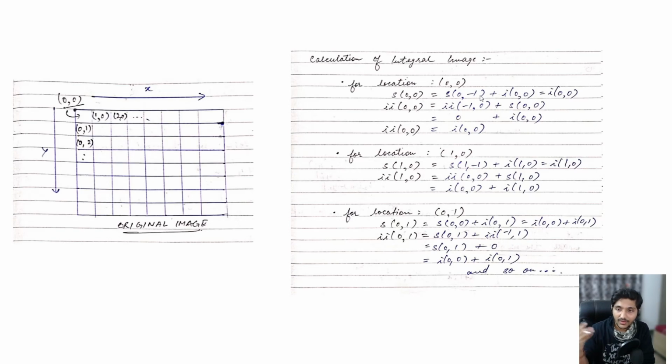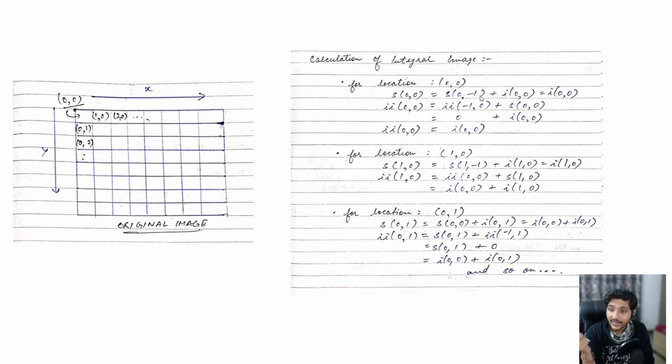s of x comma y is going to be s of x comma y minus 1 plus I of x comma y. Now I told you that s of x comma minus 1 is always 0. Why? Because there is no pixel above it, so the cumulative row sum above any pixel in the top row is always going to be 0. So what you do is s of 0 comma minus 1 plus I of 0 comma 0. You can just make the first term 0, that means s of 0 comma minus 1 is 0. So from here you get only the pixel value at 0 comma 0. That means the cumulative row sum for 0 comma 0 is the pixel value at that point itself.